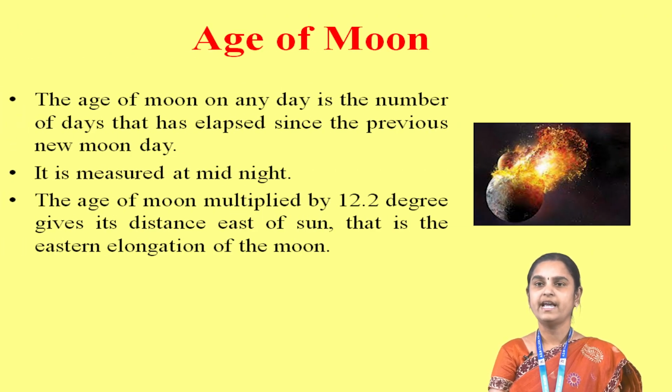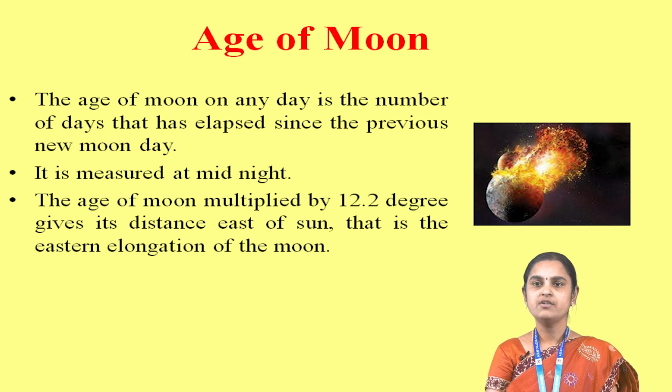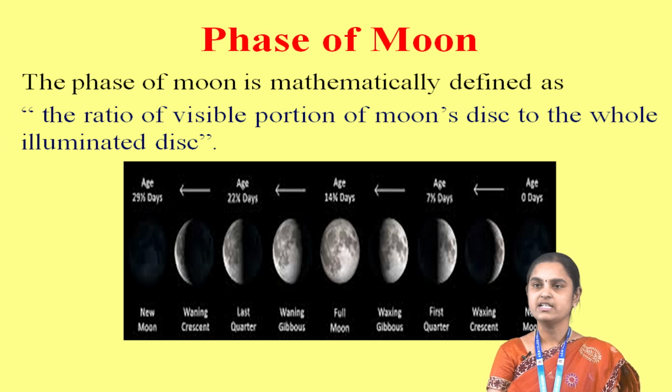So how to calculate the age of moon? The age of moon on any day is the number of days that have elapsed since the previous new moon day. It is measured only at midnight. The age of moon multiplied by 12.2 degrees gives its distance east of sun, that is the eastern elongation of moon. Let us discuss the different phases of moon.